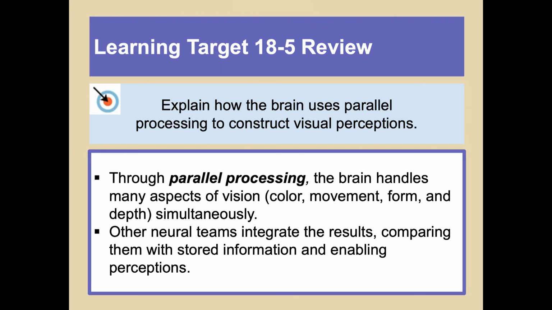Explain how the brain uses parallel processing to construct visual perceptions. Through parallel processing, the brain handles many aspects of vision, color, movement, form, and depth, all at the same time, simultaneously. Other neural teams integrate the results, compare them with stored information, and that enables our perception, right? Think about all these things going on in your brain right now, as you're looking at things, as you're taking information in. This is what is happening.